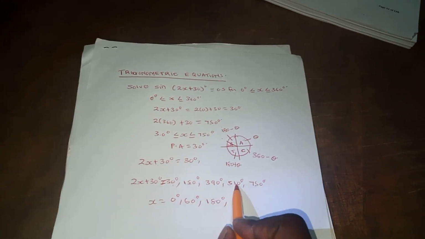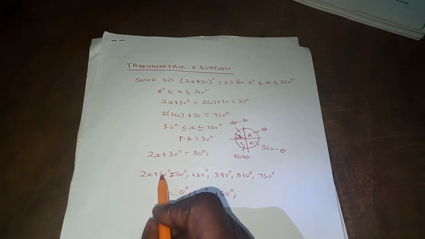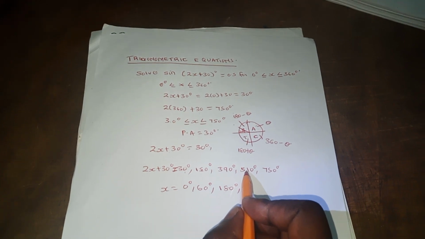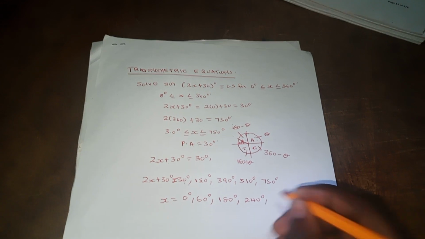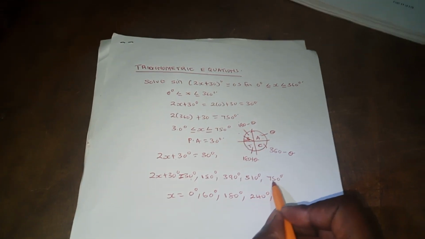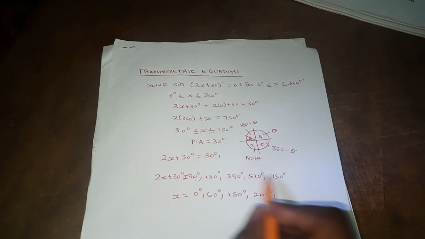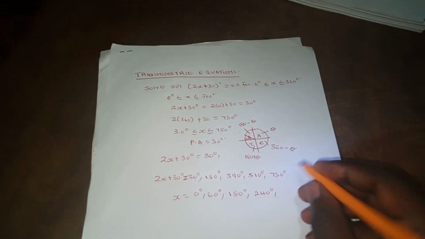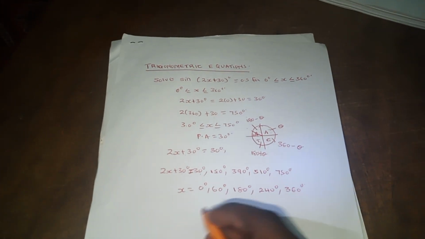Then 510 minus 30 degrees will give me 480 degrees. If I divide 480 by 2, it will give me 240 degrees. Then the last angle will be 750 minus 30 degrees. That gives me 720. If I divide 720 by 2, it gives me 360 degrees. So these ones are your angles.